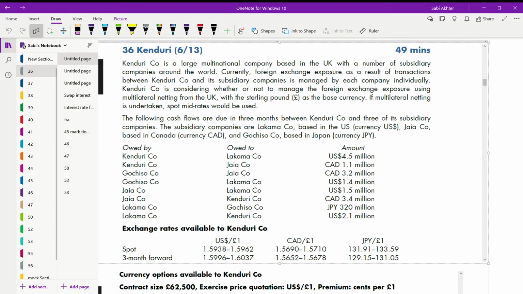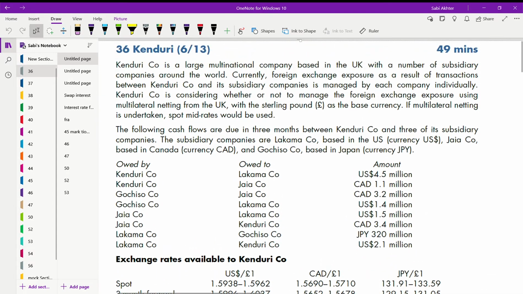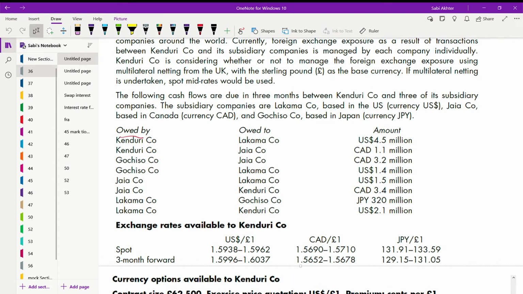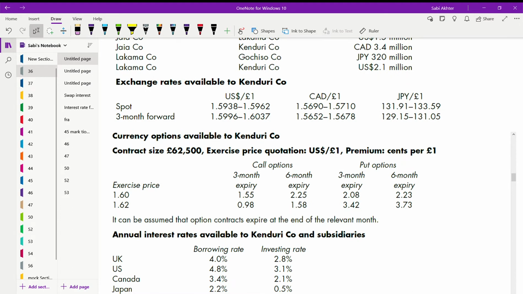Okay, let me zoom it a little. As you can see, multilateral netting is there in this question. You will see owed by, you will see owed to, and then you will have this amount. So what you have to do when you get a multilateral netting is copy paste. Exactly, you have to write owed by, you have to write owed to, exactly write this in your answer, and this amount also. Later you have to convert this amount to one currency only. Using what? They will tell you using what. Sometimes mid rate, sometimes the rates like this. You have to pick this or this.